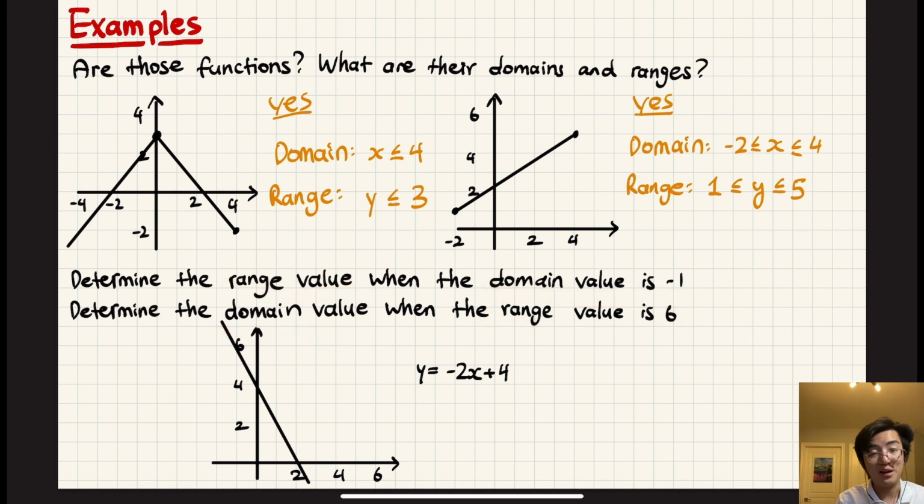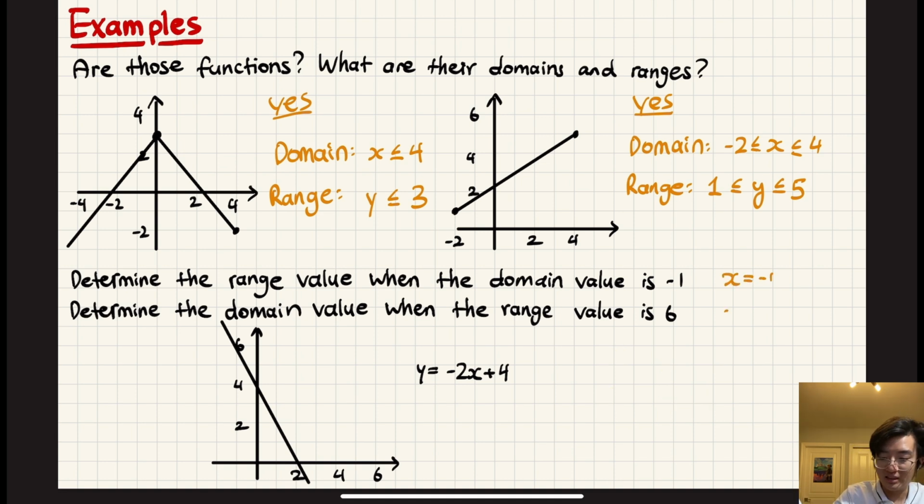So again, if we associate domain with x and range with y, all this question is asking us is to determine the range value when the domain value is 1. So it's saying, what is y when x equals 1? Because the domain value is just x. Similarly, what's the domain value, so what is x, when the range value, y, is 6? This is all it is asking us.